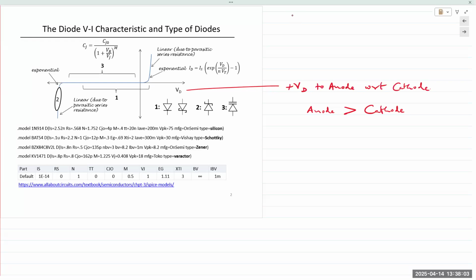The single criteria for a diode to turn on in the forward region is that the anode should be at a higher potential than the cathode. And then, of course, there's also the diode voltage drop in there. But again, the single most important criteria is that the anode must be at a higher level. So when we plot this in the first quadrant and we say that a diode voltage is positive, what we are saying is that the anode is at a higher potential.